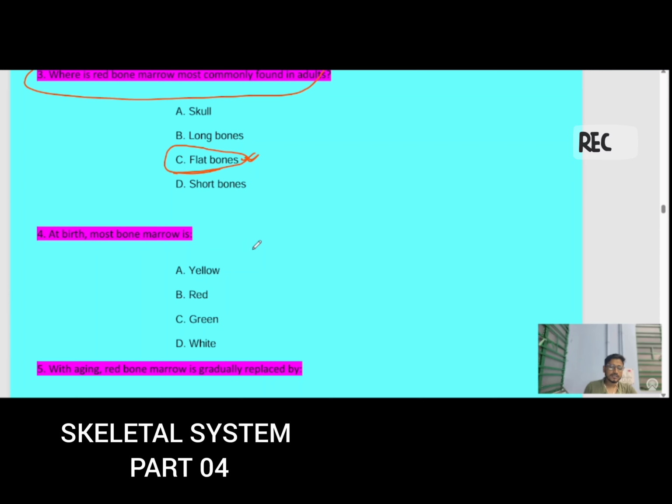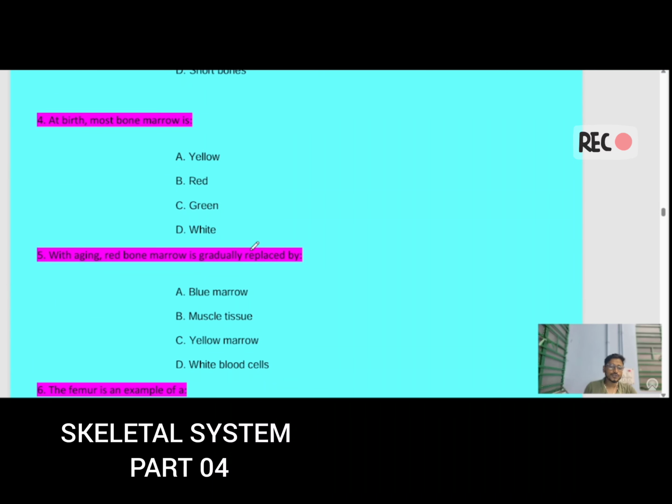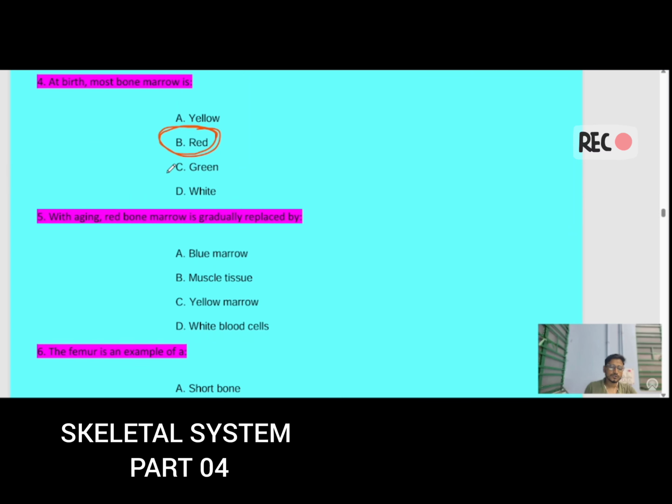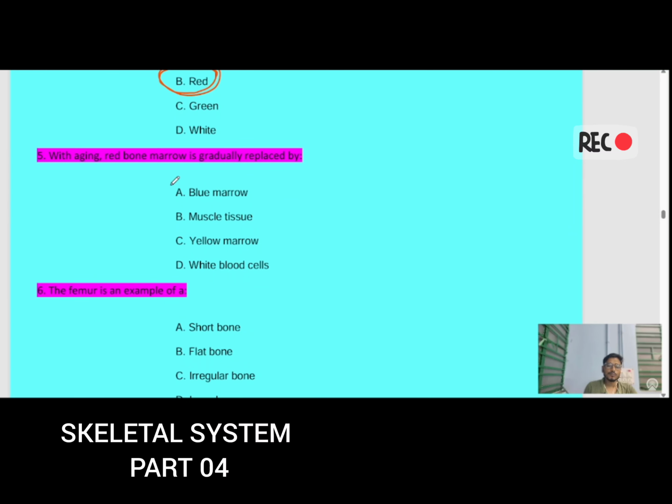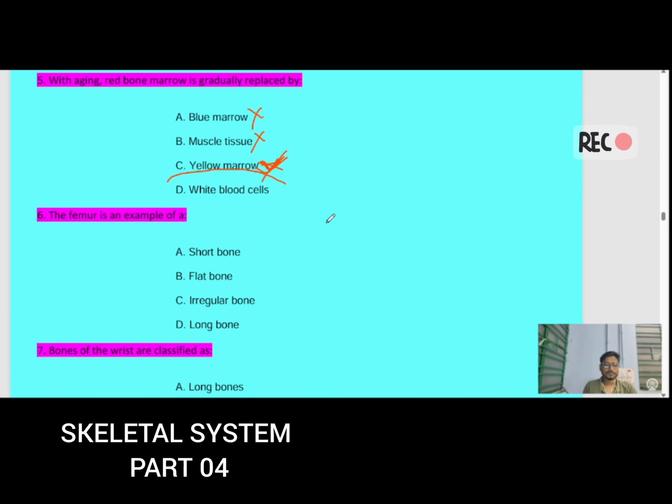At birth, most of the bone marrow is red bone marrow, okay. With aging, the red bone marrow is gradually replaced by, no, not blue bone marrow, by yellow bone marrow. At birth, red bone marrow. With aging, the red bone marrow is replaced by yellow bone marrow, because it becomes inactive bone marrow, okay.